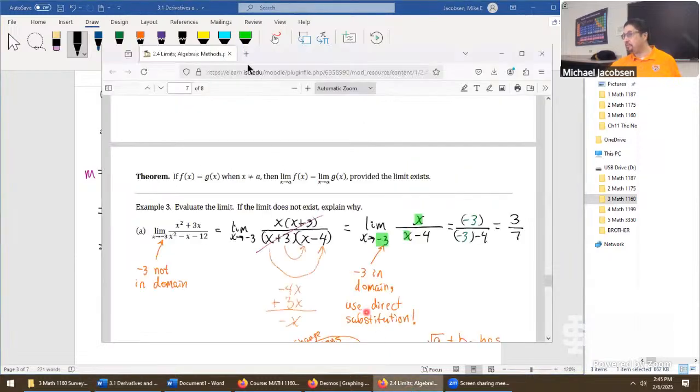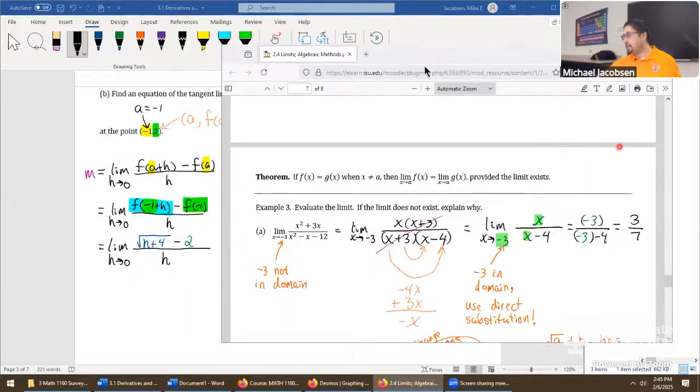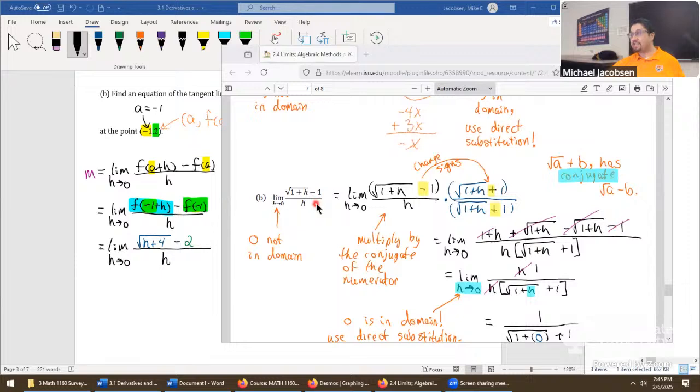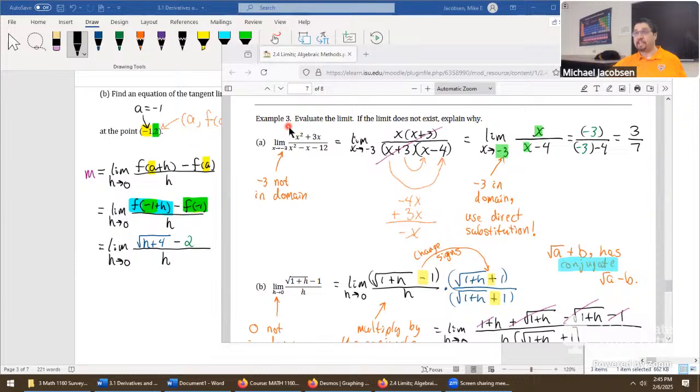So the reminder in 2.4 was, if you have a function that looks like, say, this, our algebraic strategy was just to factor, remove the part that gave us the discontinuity, x plus 3, then we're back into direct substitution. But ours looks a little bit more like this one right here. And so just like you said, the strategy is to multiply by the conjugate. So we're pretty much, in a real sense, just redoing part B of example 3.